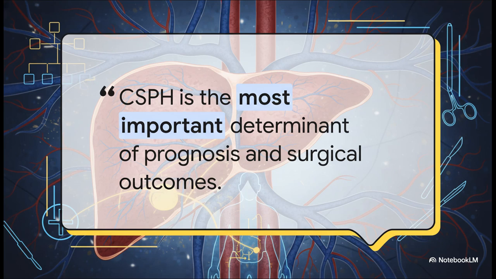I want you to really listen to this guiding principle. CSPH is the single most important determinant of prognosis and surgical outcomes. Clinically significant portal hypertension. If there's literally one concept, one underlying driver you absolutely must hold in your mind as we go through this algorithm, it's this. Identifying and managing CSPH is the bedrock of predicting how your patient is going to fare, whether they're stepping into the OR or just trying to avoid decompensation. It is the silent engine of this disease.